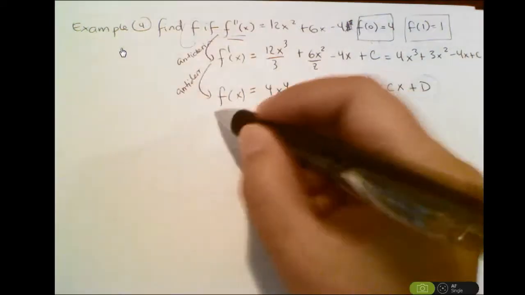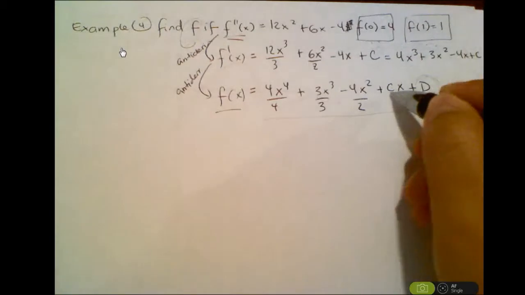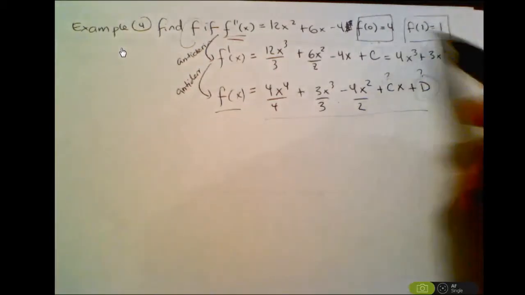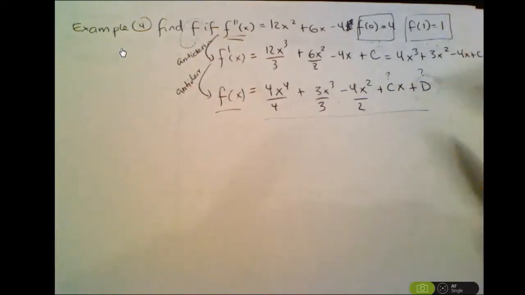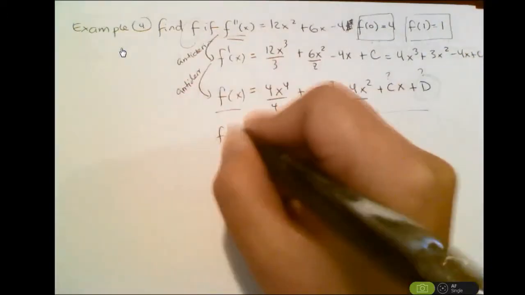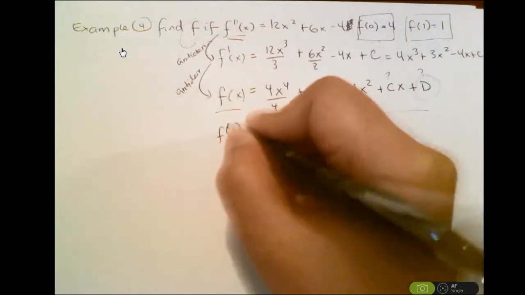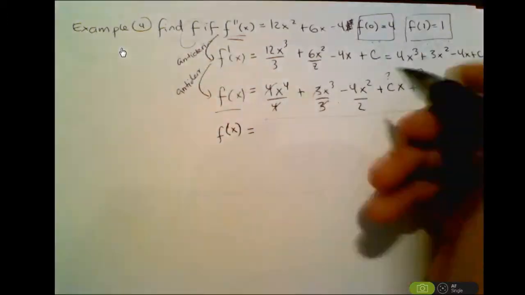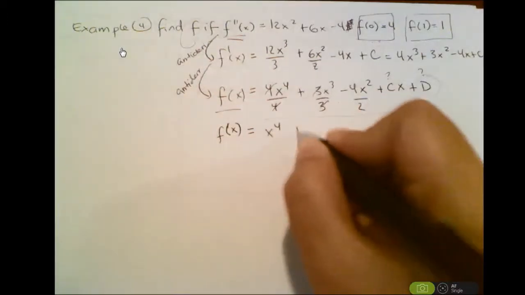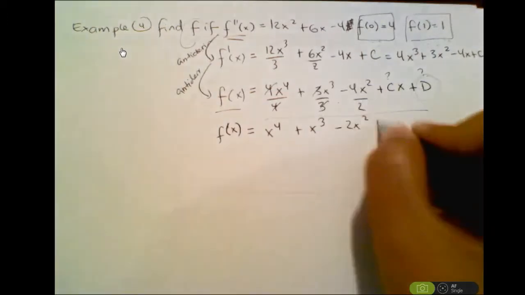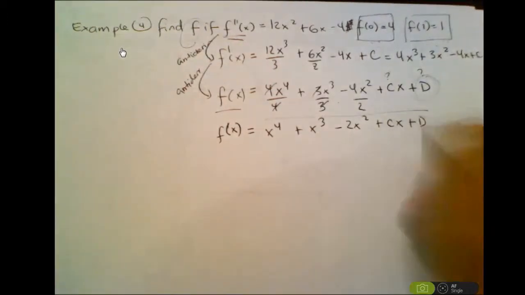Now in this function I don't know c and I don't know d, and that's why I'm given two pieces of information, because I have two unknowns and I'm able to set up two equations. But first, it's not f prime, it's f. Let's just simplify this expression. The 4's will cancel out, the 3's will cancel out, so I have x to the 4th plus x cubed minus 2x squared plus cx plus d.